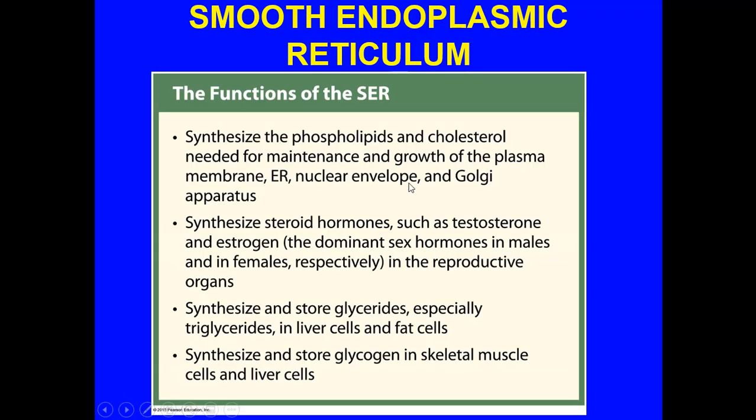But then we have the smooth endoplasmic reticulum, which does a lot of unique and very important cellular functions. It is involved with the synthesis of phospholipids and cholesterol needed for the maintenance and growth of plasma membranes, endoplasmic reticulum, nuclear envelope, and Golgi apparatus. It is involved with the synthesis of steroidal hormones such as testosterone and estrogen. Okay? Especially you're going to see this in reproductive organs.